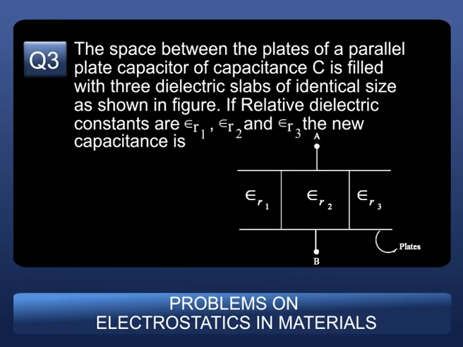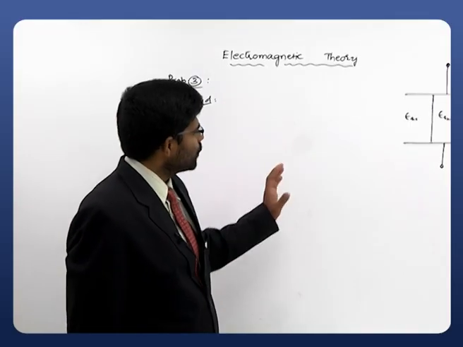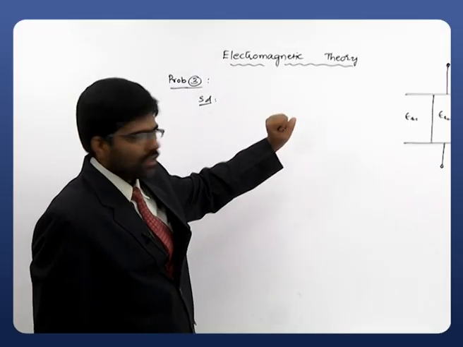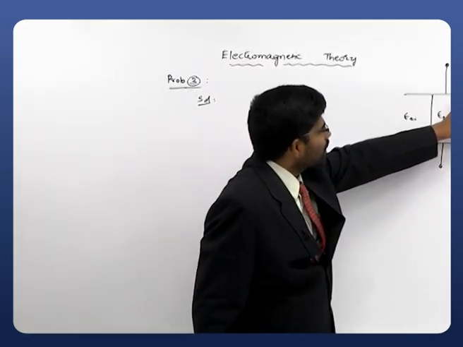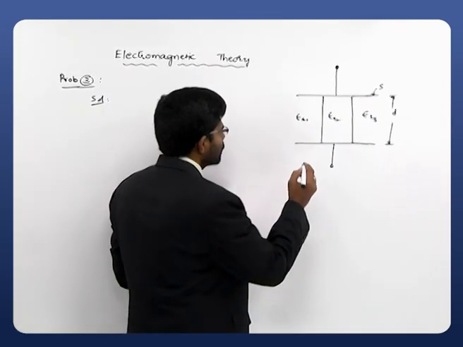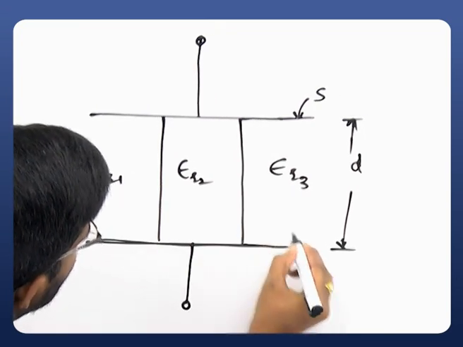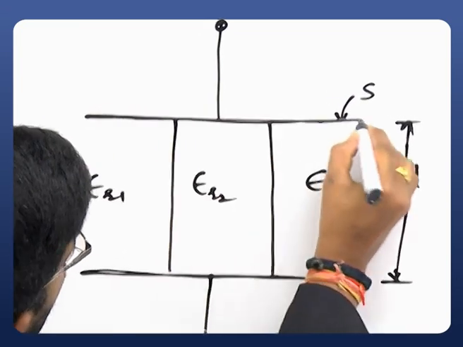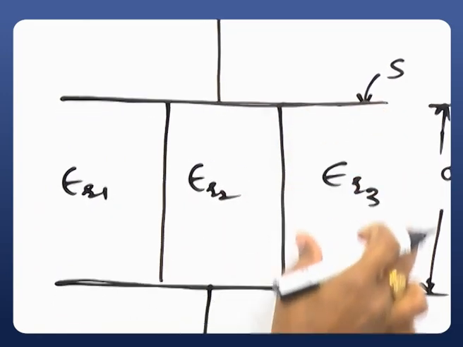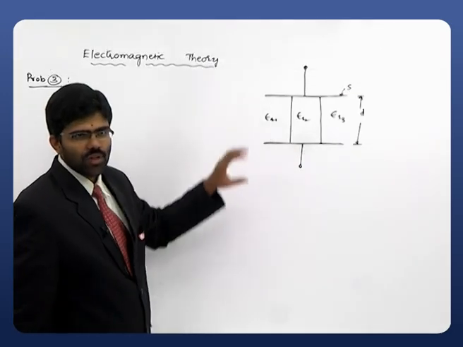The space between plates of a parallel plate capacitor of capacitance C is filled with 3 dielectric slabs of identical size as shown in the figure. If relative dielectric constants are epsilon R1, epsilon R2 and epsilon R3, the new capacitance is. Now observe the solution for this particular figure. Here 2 parallel plates were considered. This is one parallel plate and this is another parallel plate. Between these 2 parallel plates, 3 dielectric slabs of the same size were placed.